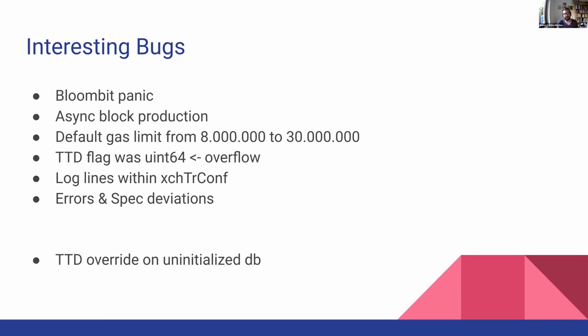Then there was a TTD flag that was UN64. The problem is on mainnet, the total difficulty exceeds UN64. So we had some overflow there, which was also really funny.